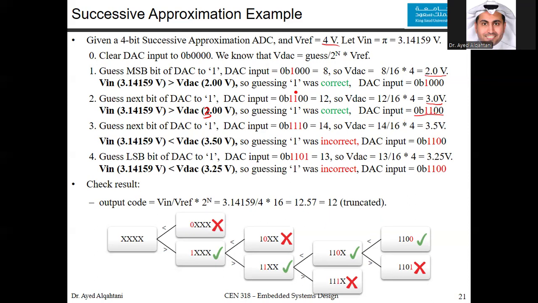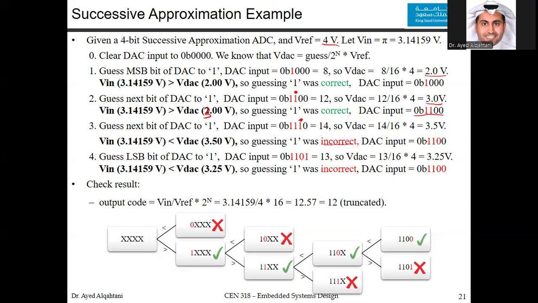You go back again, you guess for the next bit, and your guess here is 1, and check if this guess is okay or not. The value is 14 divided by 16 multiplied by 4. Now it's 3.5, which is larger than the pi value. So your guess of 1 was incorrect, and you should roll it back and make it 0.